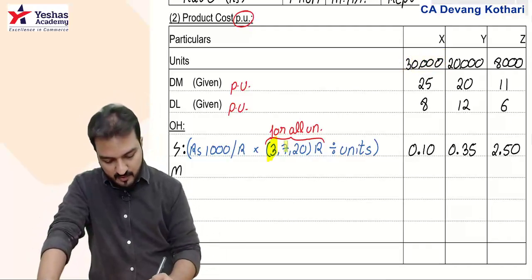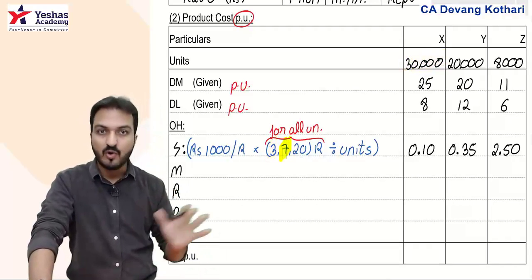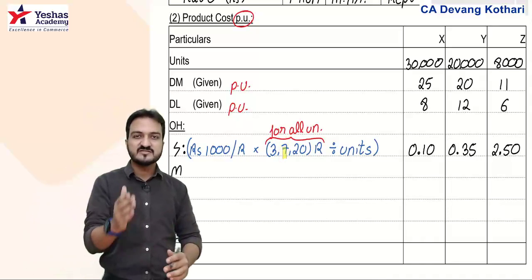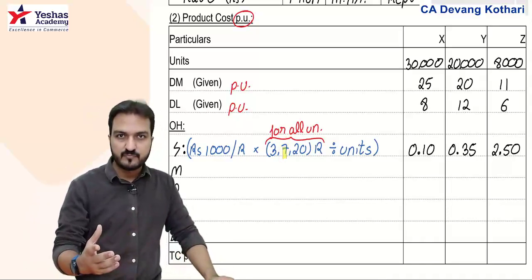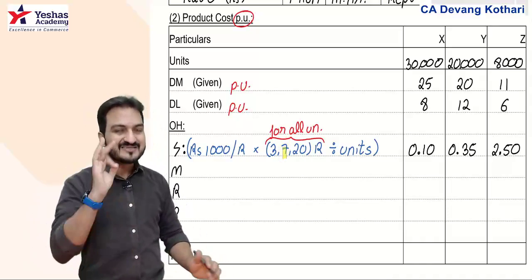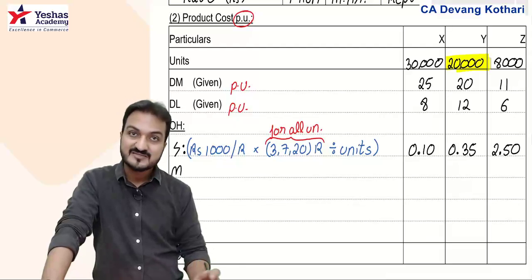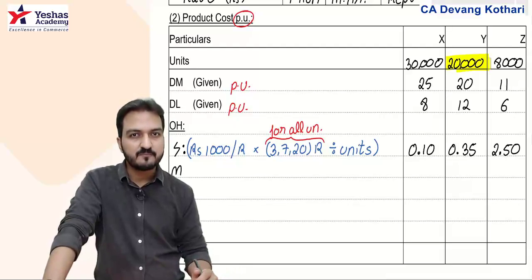Similarly, 7 production runs are needed for producing 1 unit of Y? No, 7 production runs means 7 times you run the production. 7 times you run the production for 1 unit of Y? No, 7 times you run the production for all 20,000 units of Y. Similarly for Z. Done? Yes.